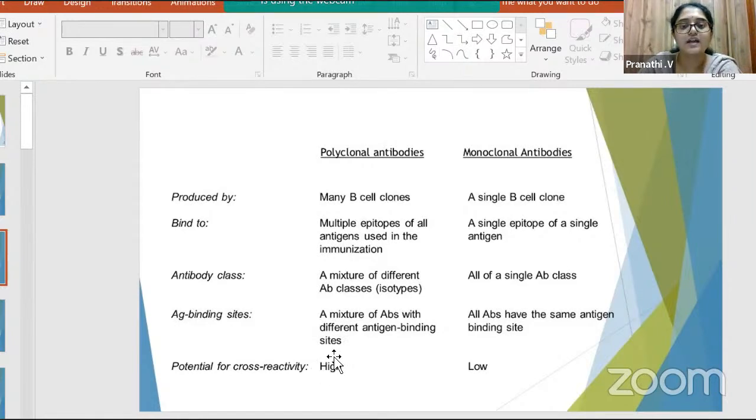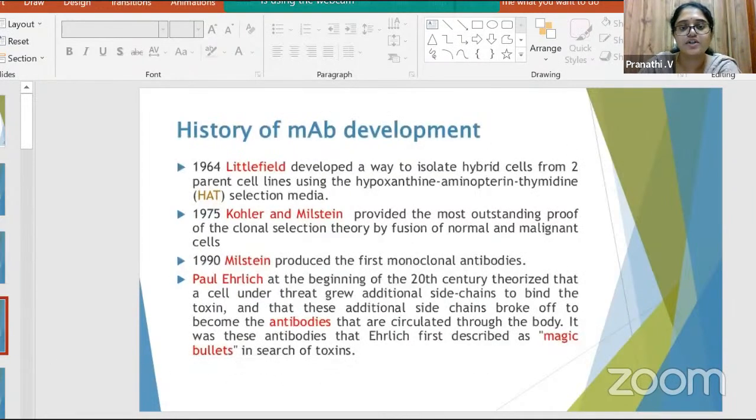So the basic definition is that it is a single type of antibody specifically used against a single antigen or a single kind of epitope. It was first identified and produced by George Kohler and Cesar Milstein. They won the Nobel Prize in 1984 for the same.